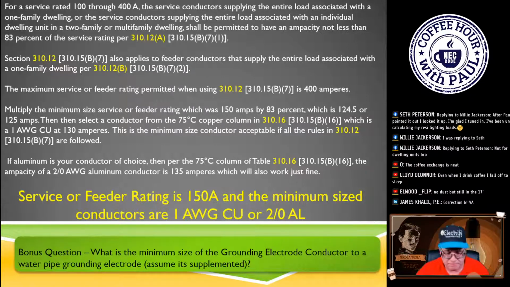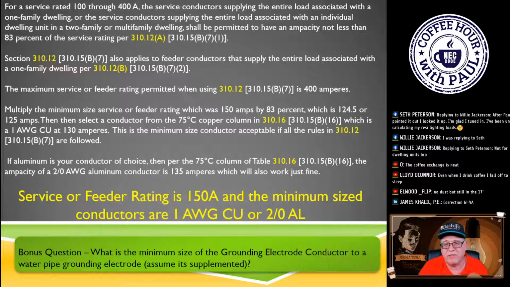So you simply take 150 times 0.83, and that gives you 124.5, or 125. Because it's a 0.5, we're rounding it to 125. So 124.5 becomes 125, okay? So what does that mean? That means I've got to hunt for a conductor that's good for 125 amperes. Now I'm going to be in 75 degrees C, because again, we are over 100 amps.